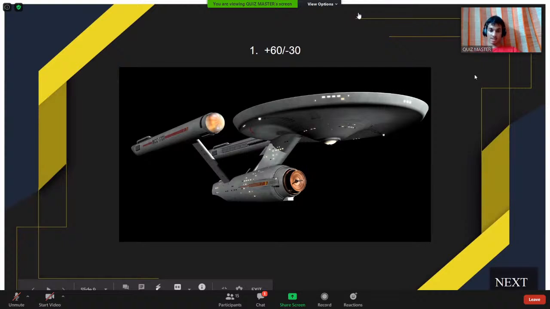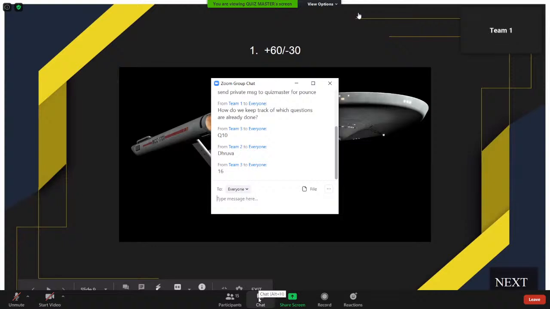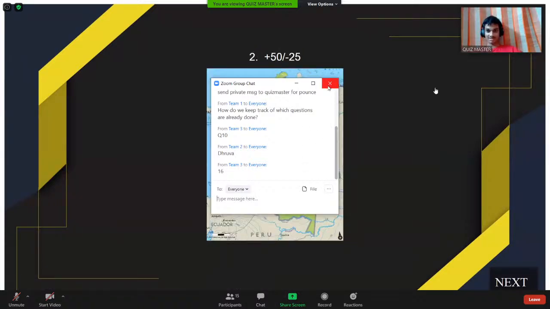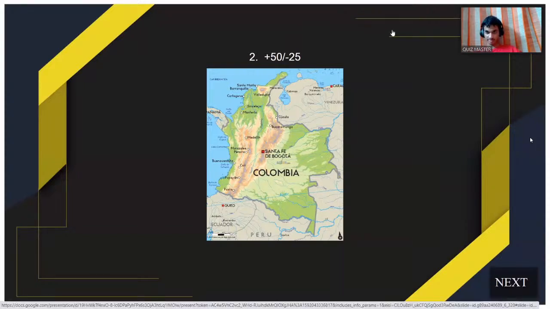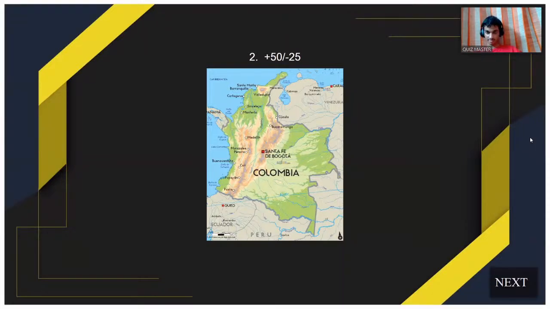Okay. Does anyone need more time or are we moving on to the second image? Second image coming up now. This is a country of some kind. You have 20 seconds on the clock. No, it doesn't show the second image. Okay, give me a sec. Second image. Can you see it? Yeah.